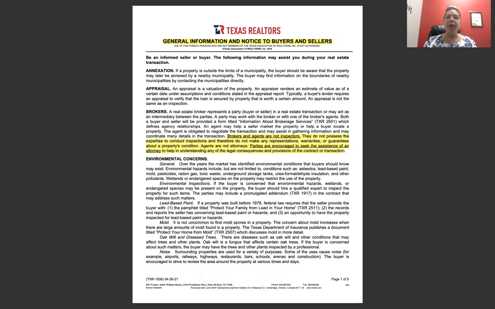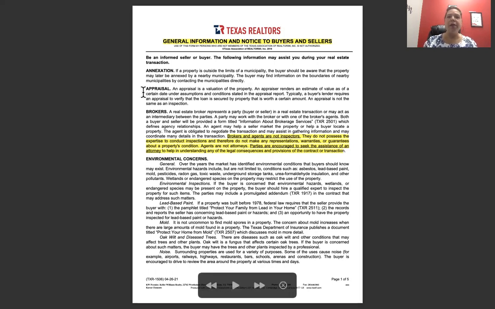Let's go over some key points that you will find in the general information notice to buyers and sellers, also known as Form TXR 1506. The first great thing it talks about is appraisal. That is most important. It talks about annexation, which is rarely an occurrence that you're going to face in a transaction, but let's talk about appraisal.